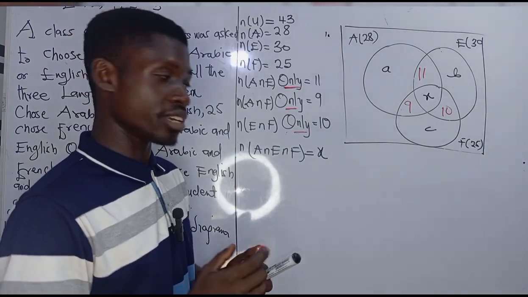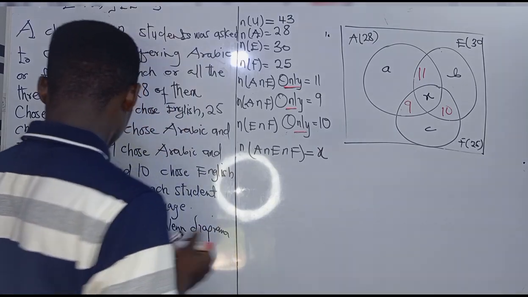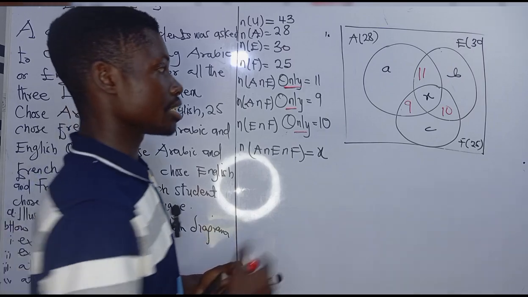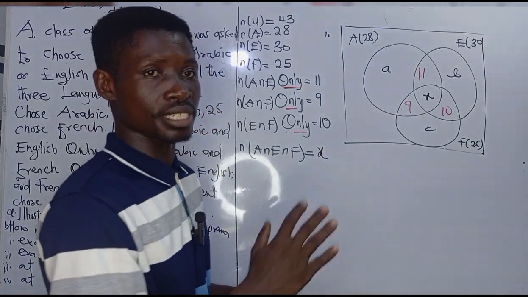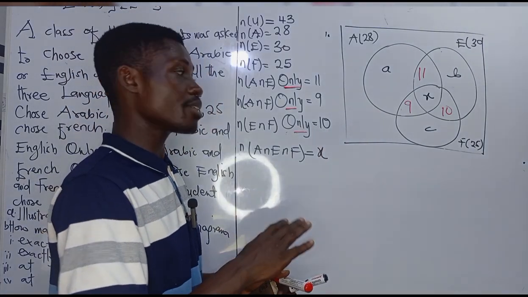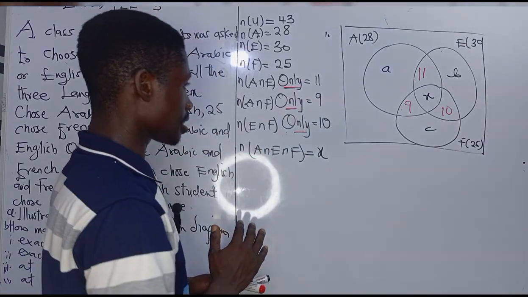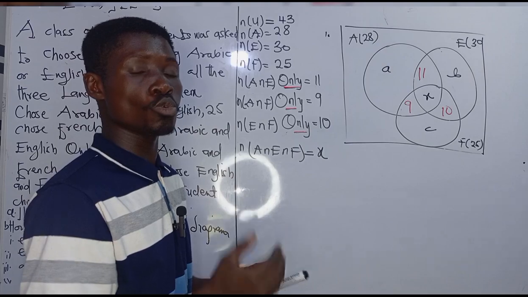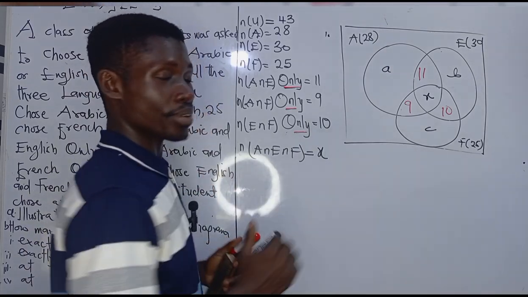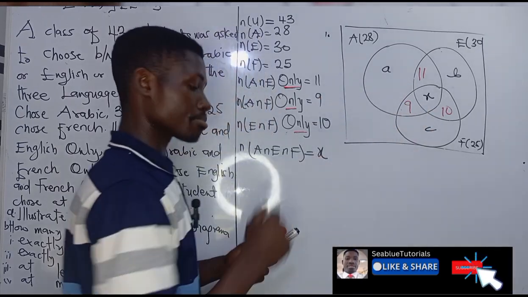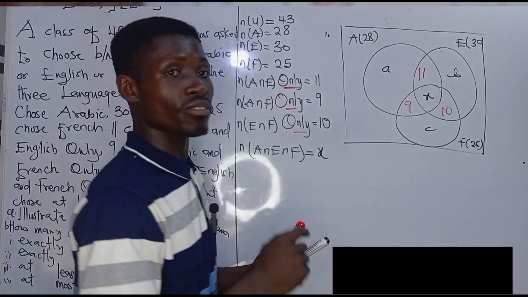But remember, because of the phrase "at least", this region is going to be 0. So we are not going to have any representation for this particular region. Now the next question says that we have to find the number of students who chose exactly 3 languages, meaning we have to find the value of what? X.